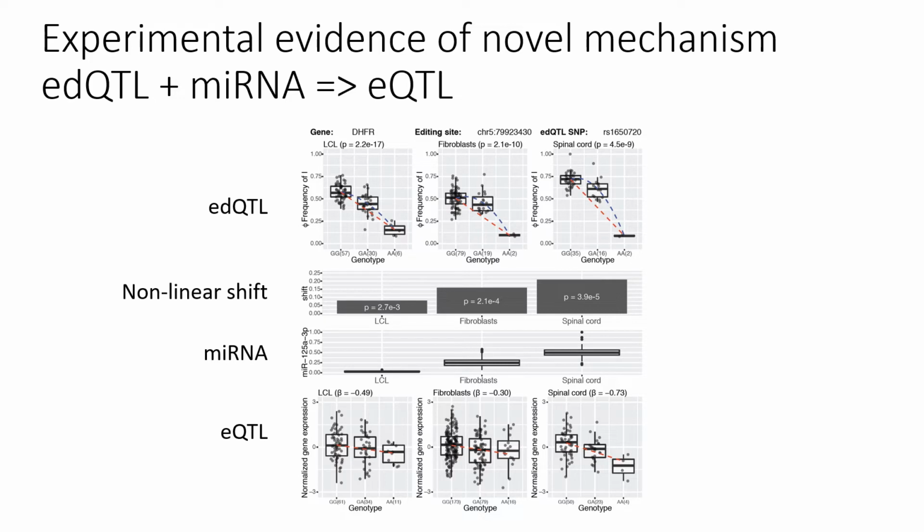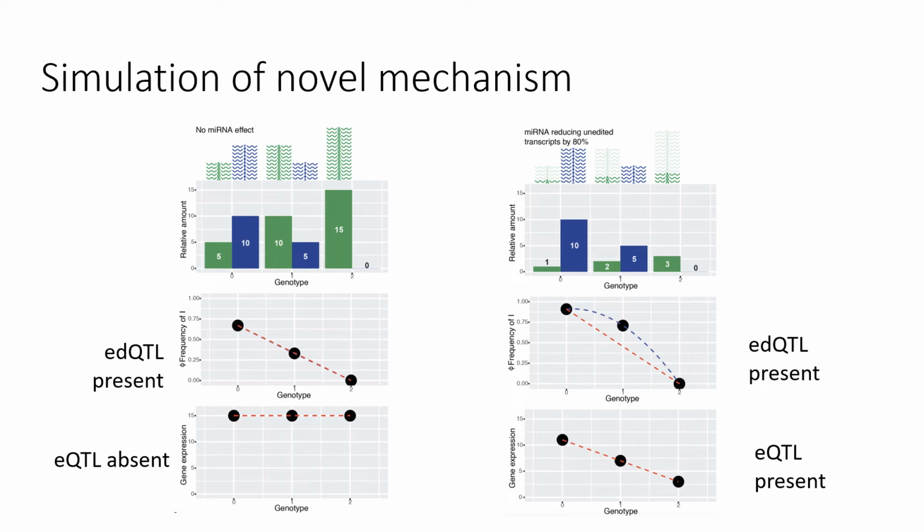We also observed that there was an expression QTL at this loci. To help explain this mechanism, we created a simple simulation. For the data on the left, we simulated an EDQTL event in which the RNA editing level decreases across genotype. In this case, both the edited and unedited forms have the same stability. In this case, there is an EDQTL present, but the mRNA transcript levels are identical across the genotypes, so there is no expression QTL present.